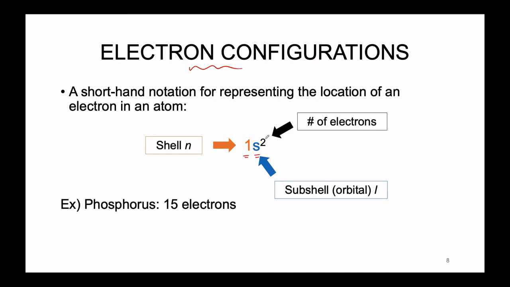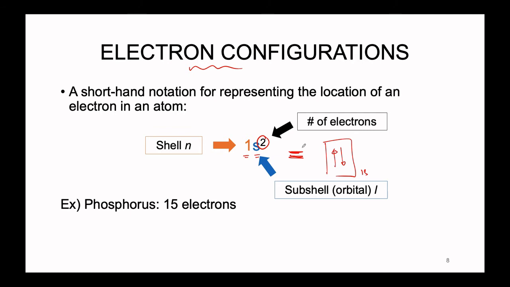What is new is what is placed in the superscript. This represents the number of electrons that are inside of that particular shell and subshell combo. So this 1s2 is equal to what we just drew. There are 2 electrons inside of the 1s box. These 2 things mean the exact same thing. They give us the exact same information.